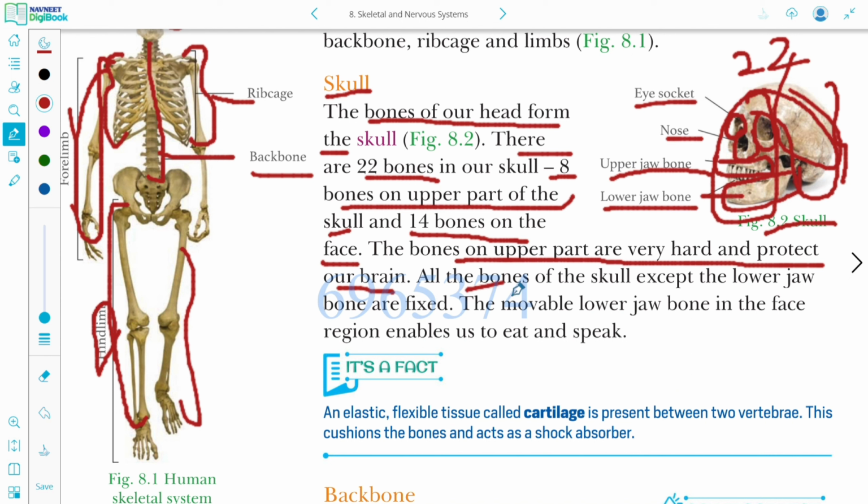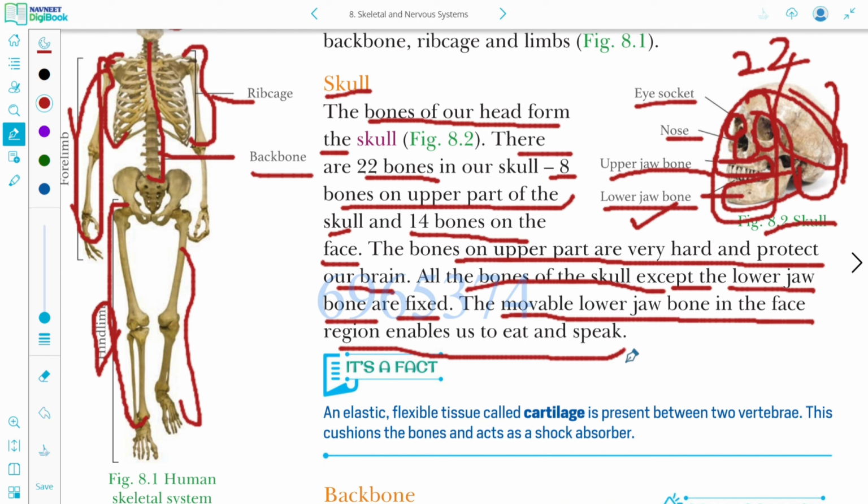All the bones of the skull except the lower jaw bone are fixed. इसका मतलब क्या है कि लोअर जॉ की जो बोन है वो कैसी है? मूवेबल, है ना? The movable lower jaw bone in the face region enable us to eat and speak. हम जो खाना खाते हैं, जो चीजें हम बोलते हैं वो किसके लिए, किस तरीके से पॉसिबल है? क्योंकि हमारा जो लोअर जॉ है बच्चे वो कैसा है? मूवेबल.